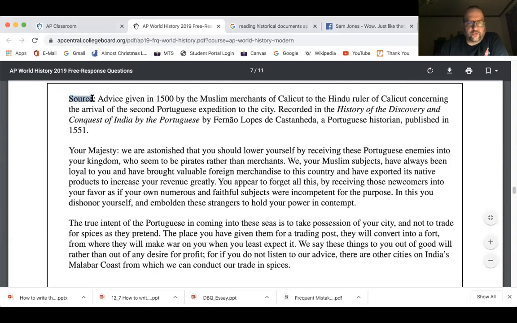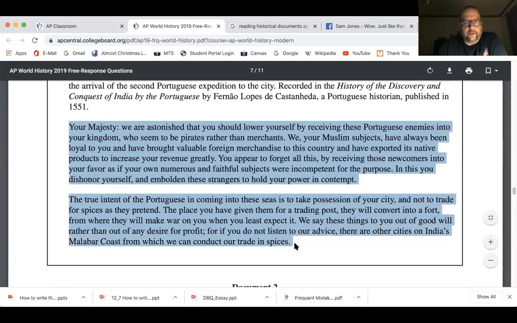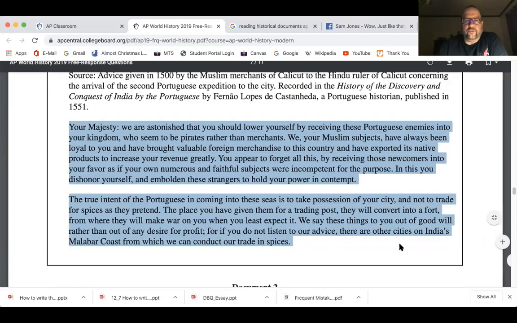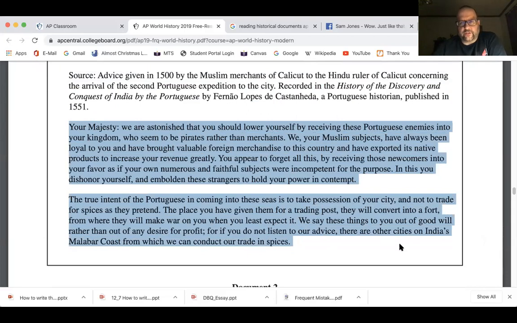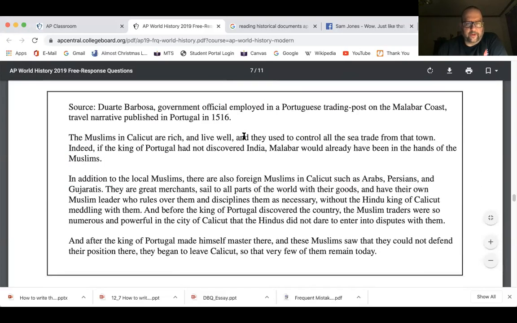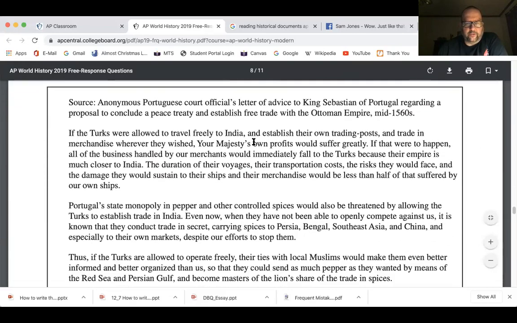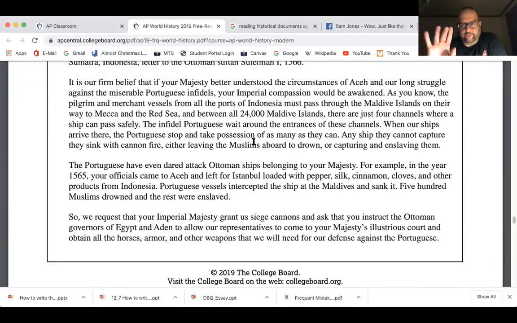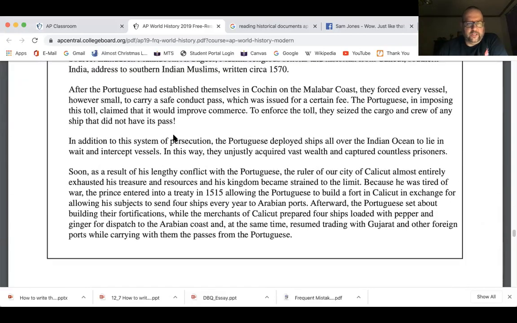The first thing it says is the source, okay? So this is obviously a primary source because this is advice given in 1500 by the Muslim merchants of Calicut to the Hindu ruler. There's a lot of stuff to read here. Anyway, just from the writing you can tell this is a primary source. Your job here is to figure out what the point of view is of the source, okay? Like I said earlier. Document 2, here's another one. This is another primary source. But I'm not going to pause on any of the sources because, like I said, this is just a very beginning video on how to do the DBQ.